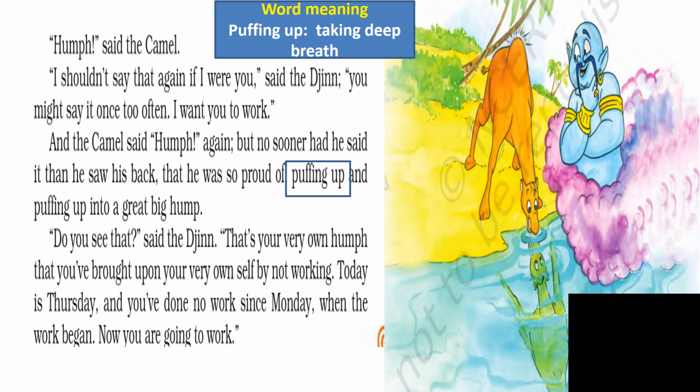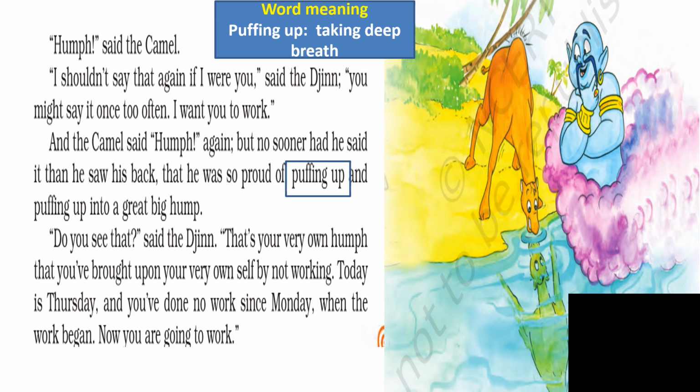The very next moment, when the camel said hump a second time, he felt a huge hump on his back, growing in size while he was watching his reflection in the water of the pool. "Did you see that?" said the Djinn. Means, did you see the hump on your back? "That is your very own hump, and you have brought it upon your very own self by not working."